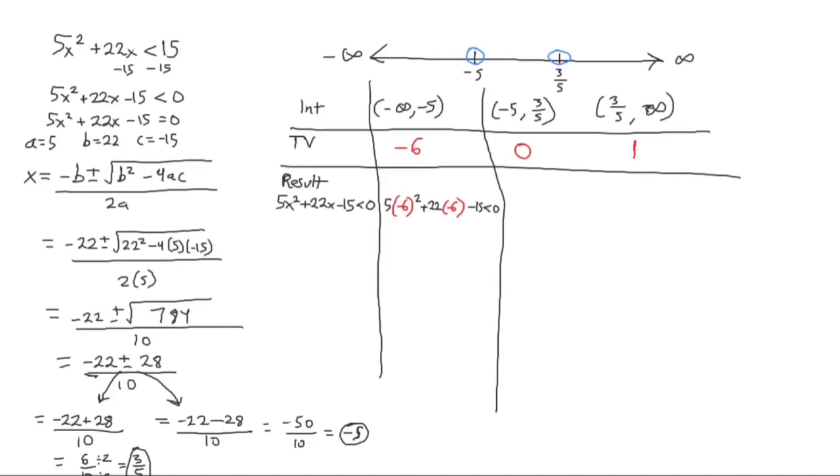So 5 times 36, this is 180. Then we have a negative number here. 22 times 6 is 132 minus 15. 180 minus the 132 minus the 15. This gives you a 33 here. And it's saying that 33 is less than 0. This is our result. The result is that we have a false statement.